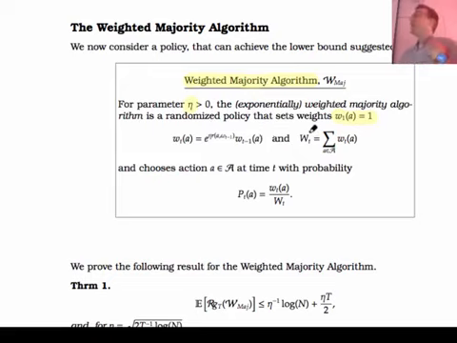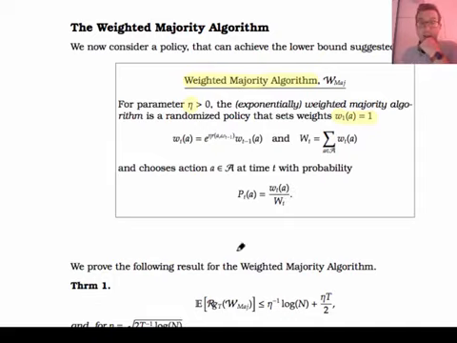Then I define capital W of t to be the sum of all the weights. And it's really simple: the action I choose at the next round, I choose with a probability proportional to the weights. Does that make sense? So each round, I just take e to the eta of the reward from the previous round. That gives my weight update. And then in the next round, I choose an action A with probability proportional to the weights.